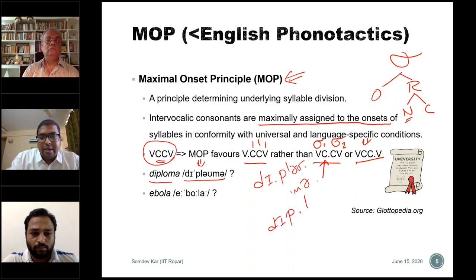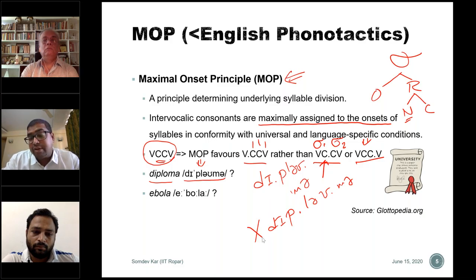then lo, ma. No, this is not preferred. Although I don't know how many of you would like to try it yourself. Think of our way of pronunciation. Do we actually pronounce it more like diploma, or is it more like dipploma?